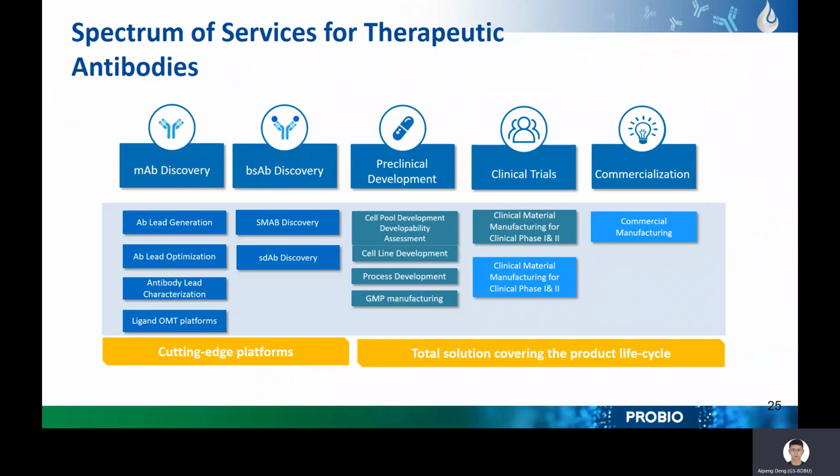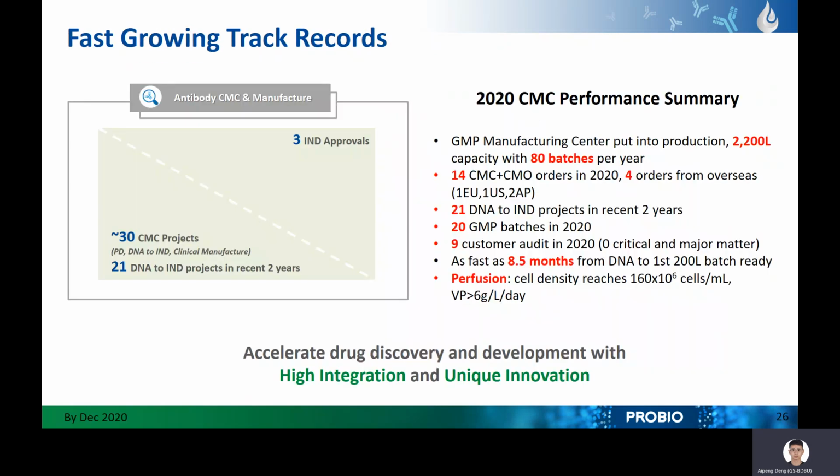In Probio, we have cutting-edge platforms of drug discovery, both in monoclonal antibody and bispecific antibody. We can also provide the total solution covering the product life cycle, from preclinical development to commercial manufacture. This is our track record. We have more than 30 CMC and 3 R&D approvals in the recent 2 years.